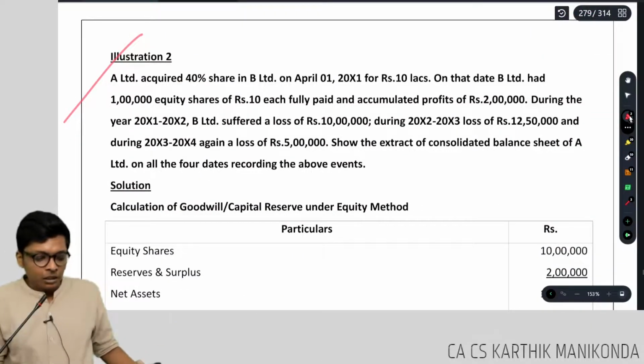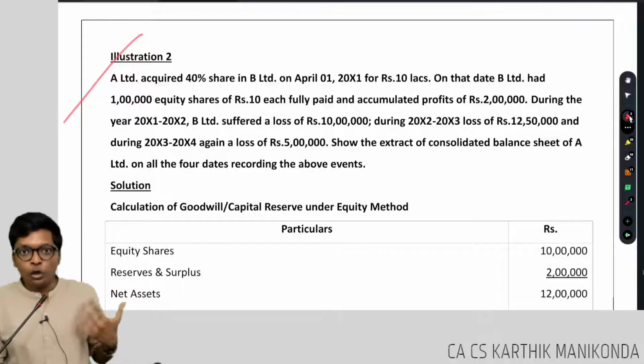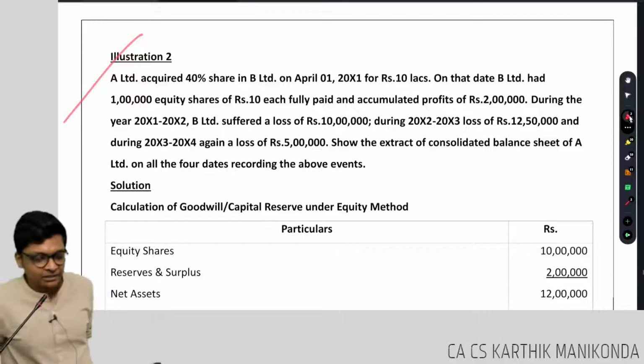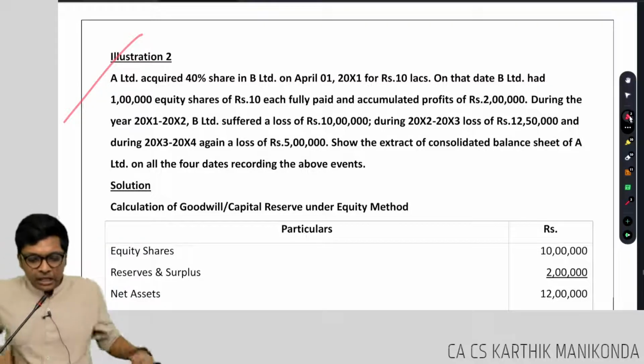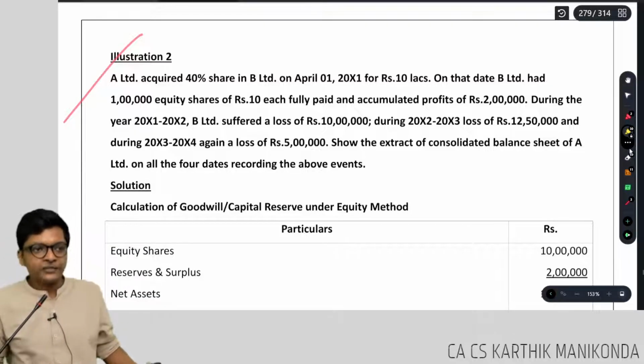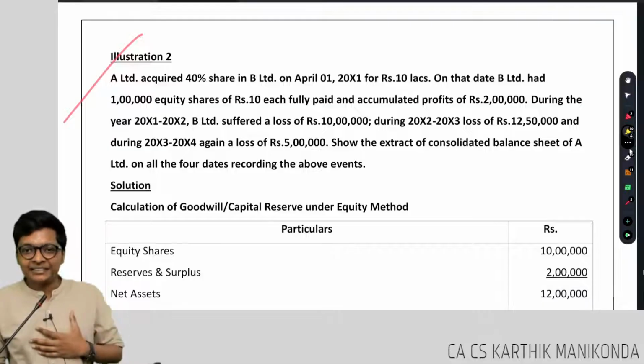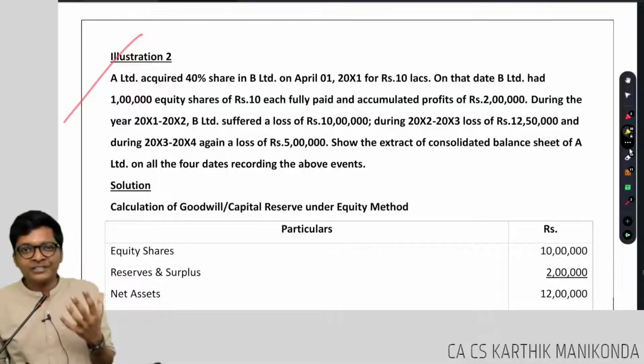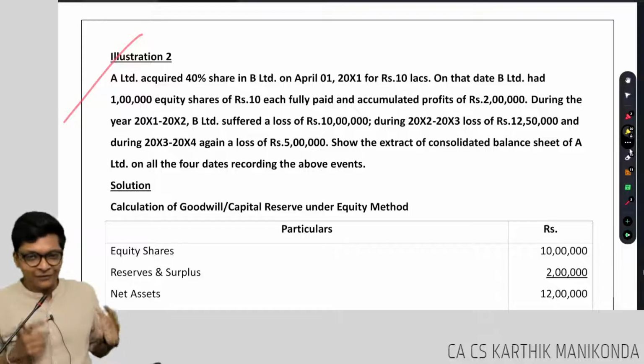Fine. Illustration 2. Now I want you to participate and solve this sum. Gain the confidence in this sum itself, guys. A Limited acquired. Guys, follow, guys. Guys, easy, guys. Hello. New addition, new syllabus. Are you happy? Okay, fine.